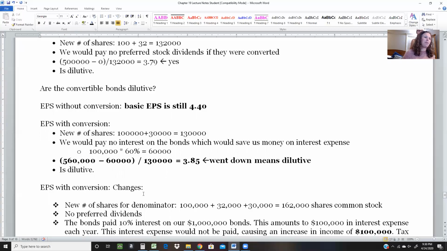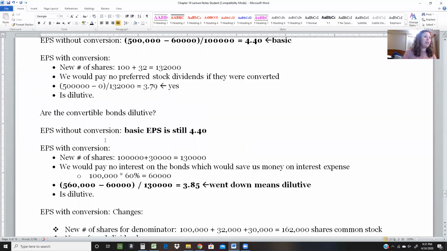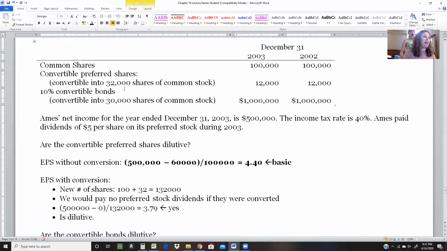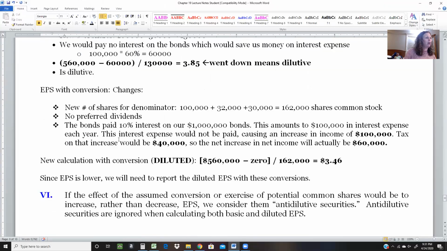So we would actually have to do a combined one. So what we would do is convert both. In the denominator, we would have 100,000 plus 32 plus 30, so we would have 162,000 shares downstairs. We would need to remove the preferred dividends because our preferred stockholders all converted, and we would need to increase net income by that bond's interest savings. So our new calculation would be 560 minus 0 divided by 162, or 3.46. So this is the answer.